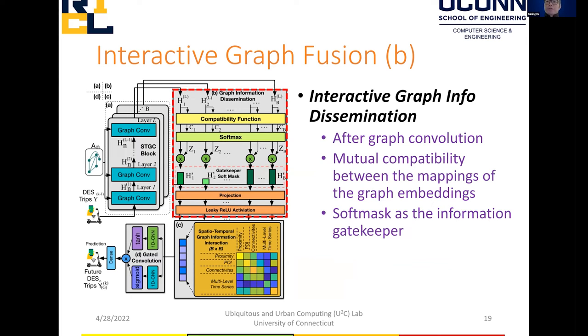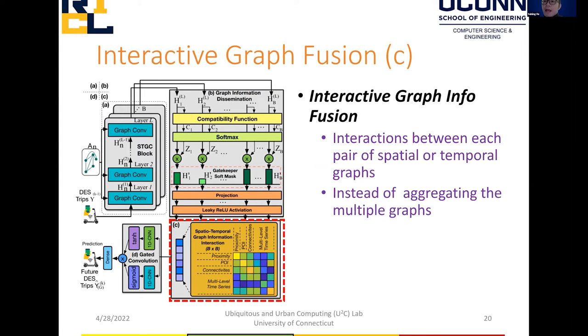After building those different graphs, we further develop the interactive graph information dissemination. We try to see whether we can build a mutual compatibility across the mappings of different graph embeddings that we obtained from the previous graphs. And we developed the soft mask as a kind of information gatekeeper to control the information passed along from different graph embeddings. Then we try to build the interactions across different graphs to see whether some of those graphs may interact with each other and lead to the prediction results, and how we can understand their interaction. So later we have some brief results.